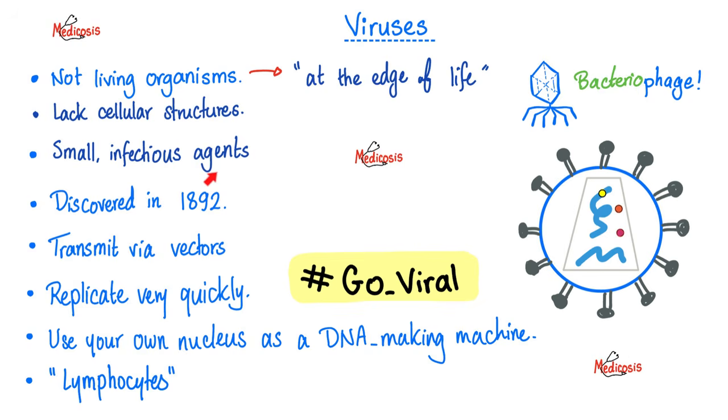I said agents. I did not say organisms or microorganisms. First discovered in 1892, they replicate very quickly. That's why everyone is trying to go viral and no one is trying to go bacterial. Viruses cannot make their own proteins independently. Instead, they have to hijack your own nucleus and use your cells as a DNA making machine. For example, the HIV virus is going to hijack your own lymphocytes, which are subtypes of white blood cells. If you want to learn more about lymphocytes, please refer to my hematology playlist.